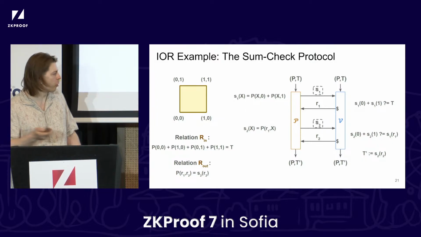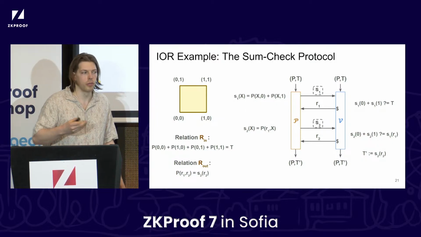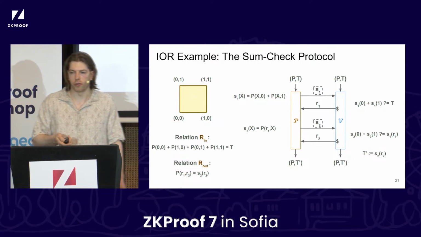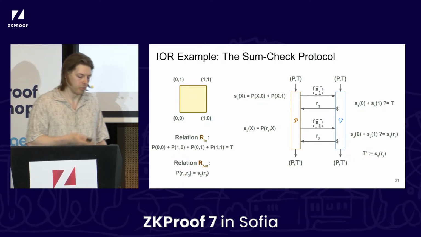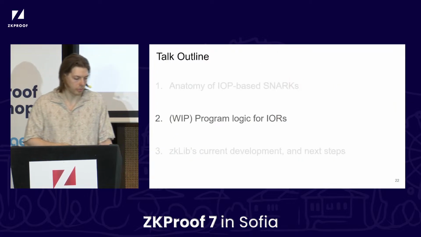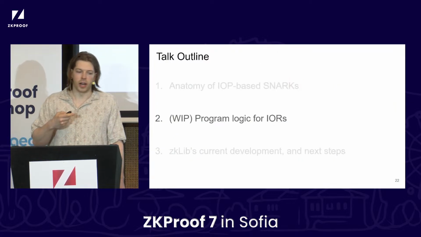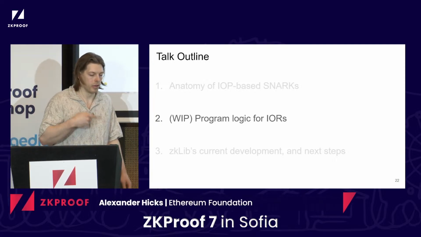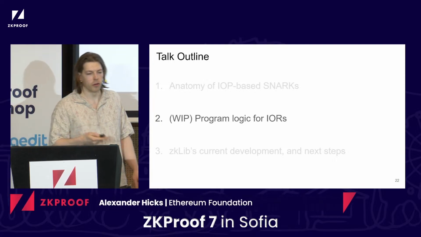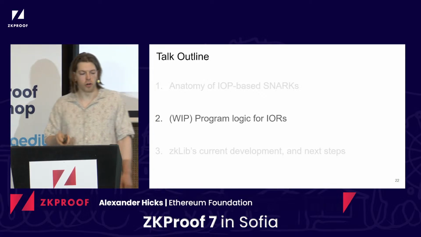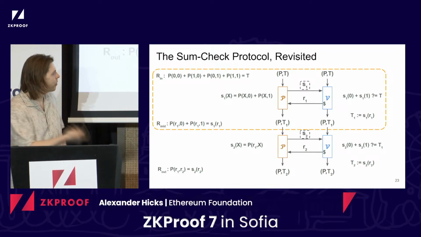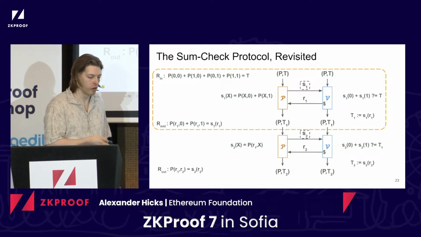If you're not familiar with the sum-check protocol, nothing that I'm going to say depends too much on exactly how the sum-check protocol works itself. It's just trying to illustrate how we're trying to break things down in as modular a way as possible. And in particular, I want to try to get a link to program logics, to try to reframe IORs into program logics and to see how we can get nice composition rules based off of that.